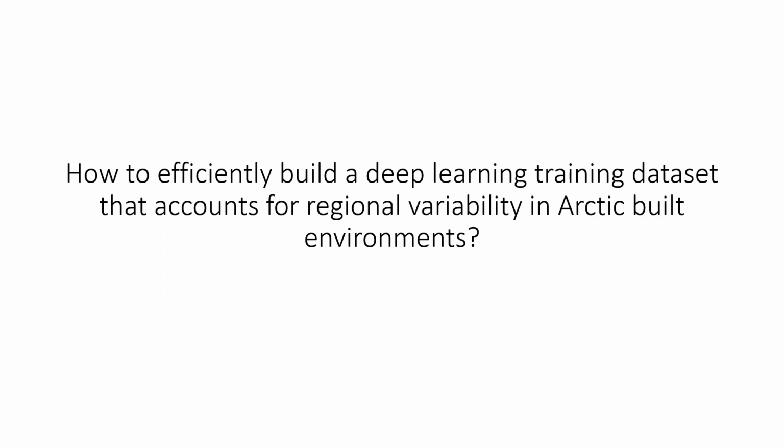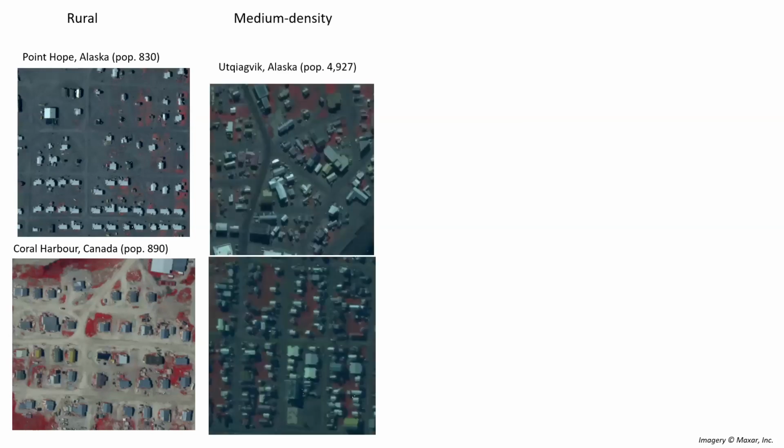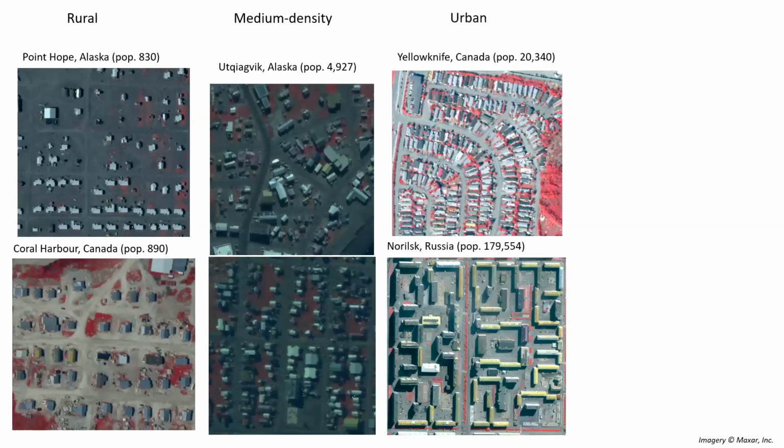So now that we have the classes that we want to train the deep learning model with, how do we then efficiently build a deep learning training data set while also accounting for regional variability? So basically, the Arctic built environment as a whole can be broken down into 4 different settings. You have the rural setting, which basically has the smallest populations, small number of buildings. Their buildings are small on average. You have medium density, urban, and the industrial setting, right?